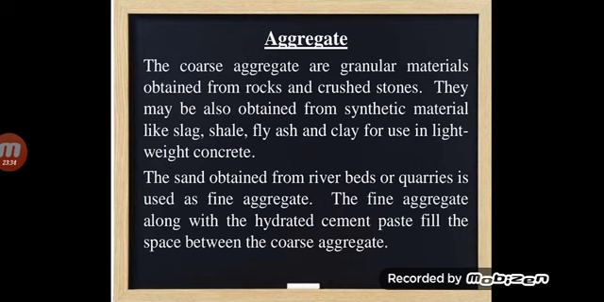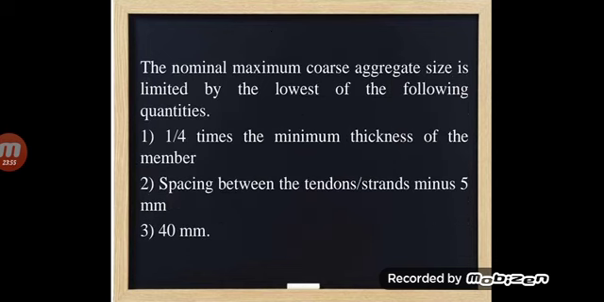Then aggregate. The coarse aggregates are granular materials obtained from rocks and crushed stones. They may also be obtained from synthetic materials like slags, shale, fly ash and clay for use in lightweight concrete. The sand obtained from river beds or quarries is used as fine aggregate. The fine aggregate along with the hydrated cement paste fills the space between the coarse aggregate. These things you know already.